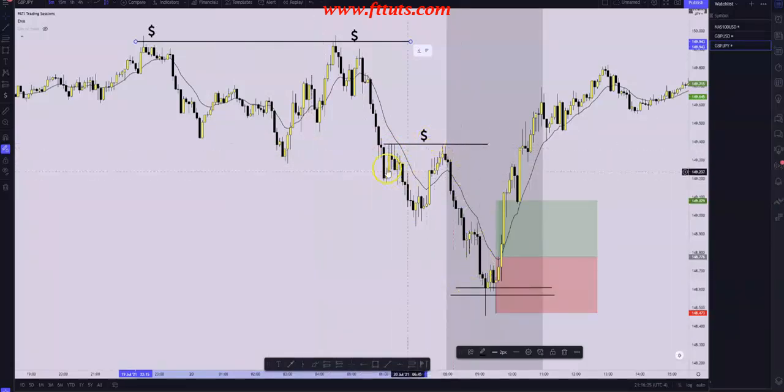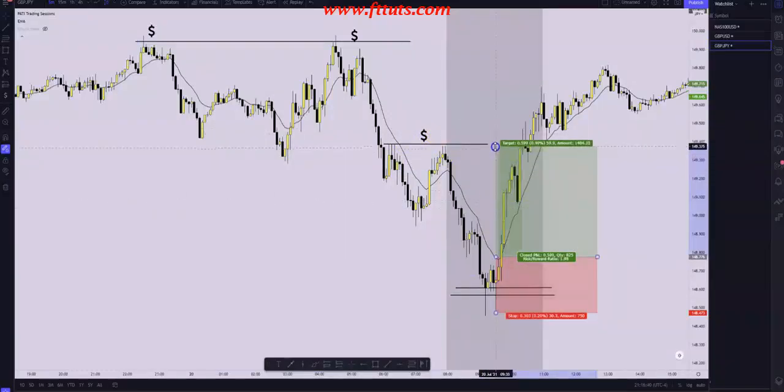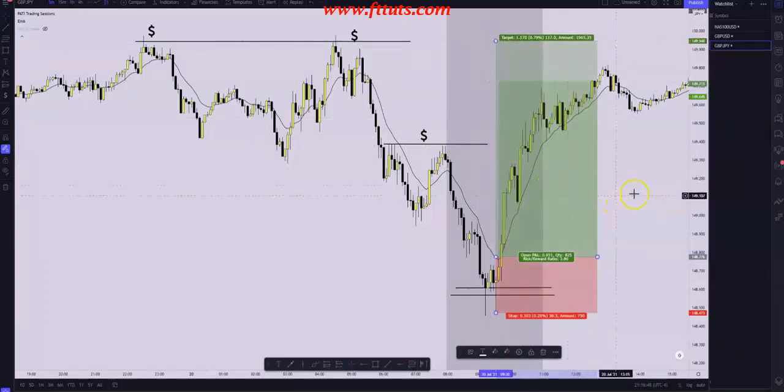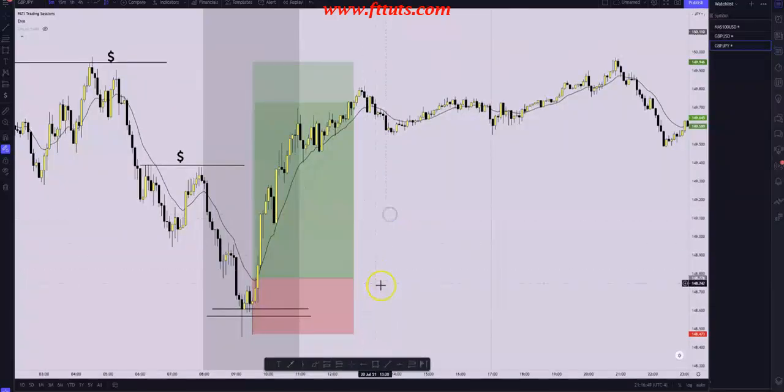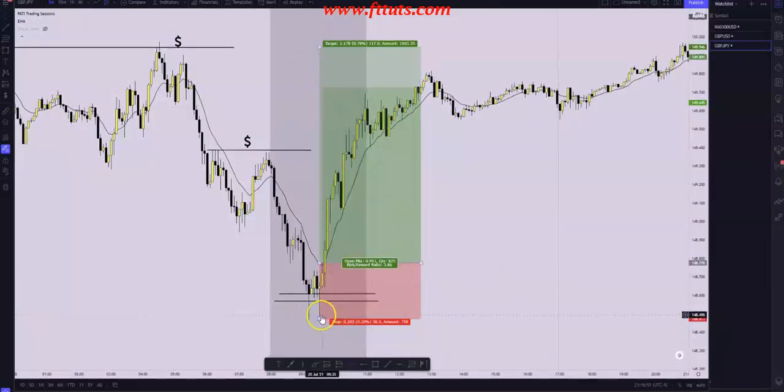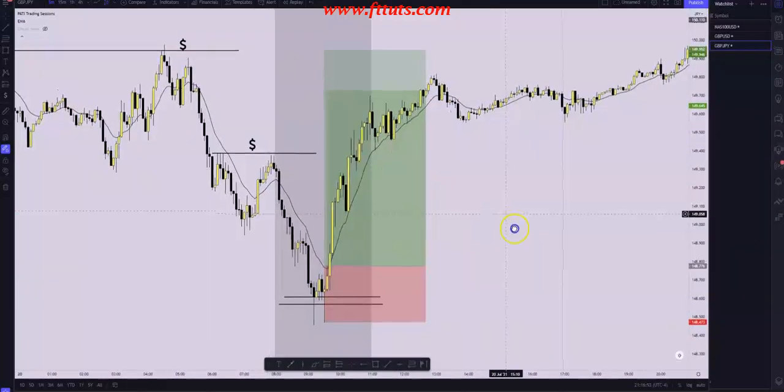Okay. So we have an equal high. That's liquidity right there. So we could have our target right here. Or if we're really feeling like we want to hold it, then have your target right here. And that's a 1 to 3. And honestly, you can get even better than that though, but it's perfectly fine.